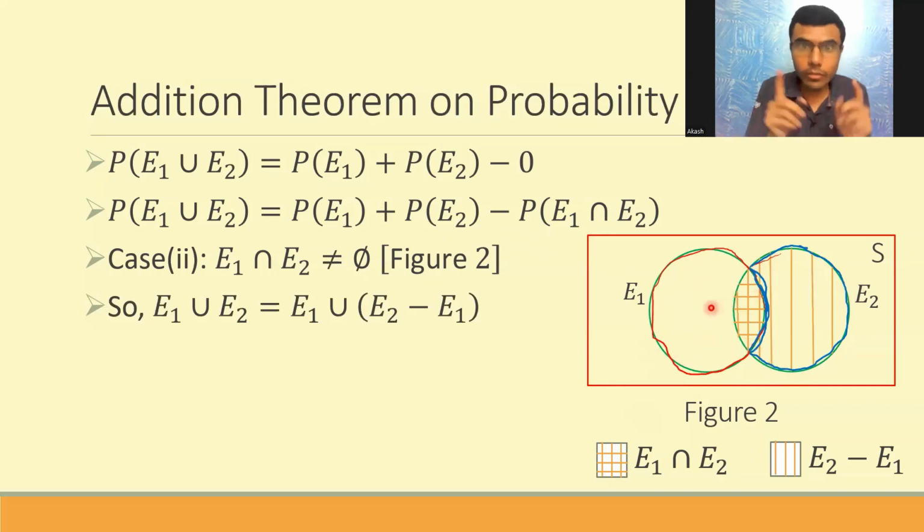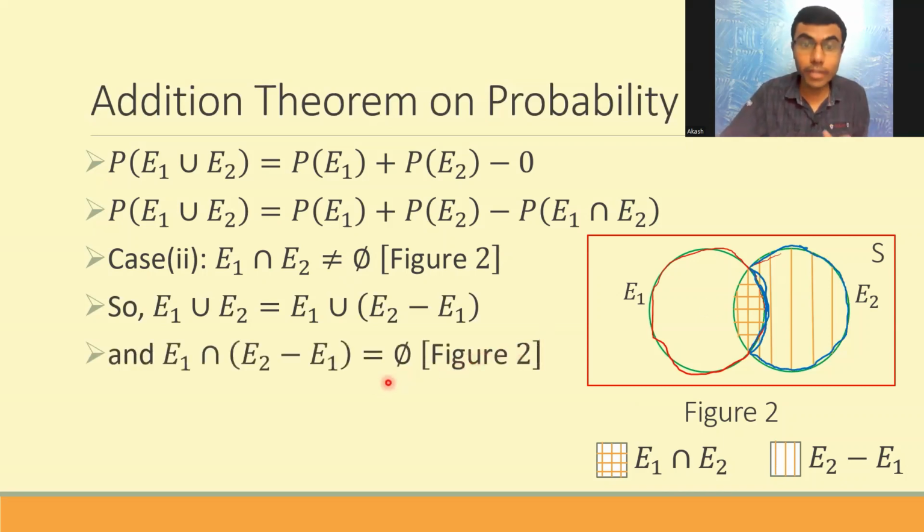Now if you observe, when I consider it, it is the same thing. E1 union E2 and E1 union (E2 minus E1) are the same thing. But when I consider it like this, their intersection is the null set. You see, in my red region and my blue region, is there any common part? No, right? There is no common part.